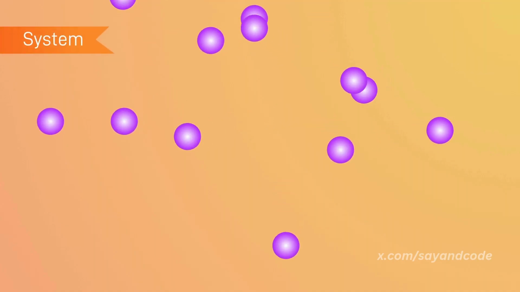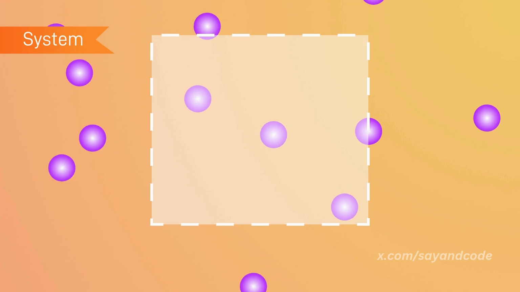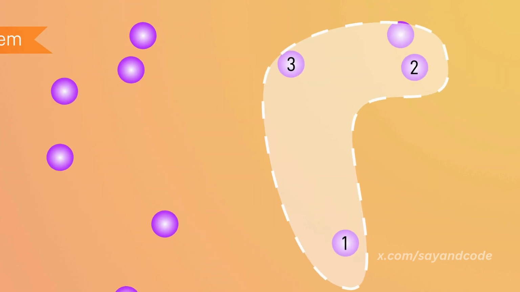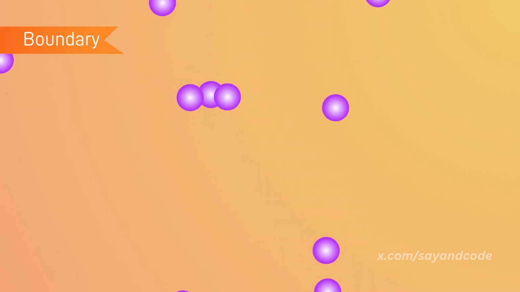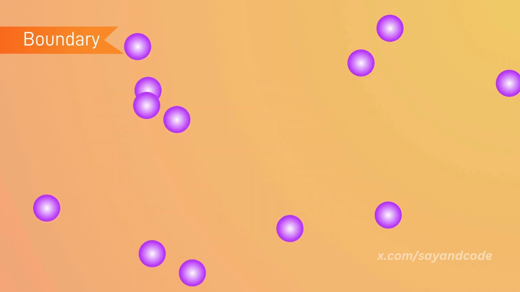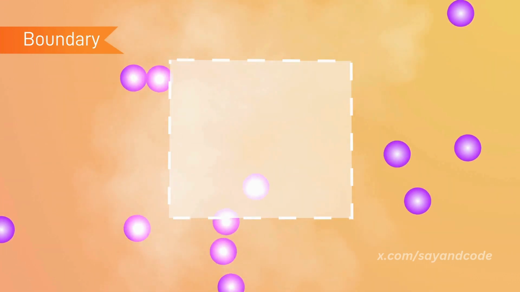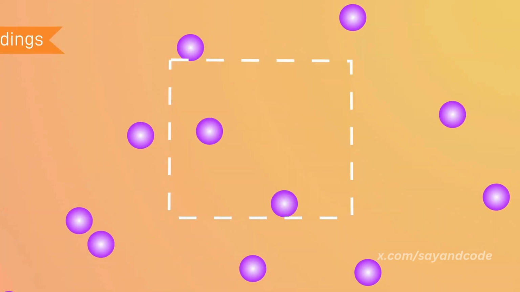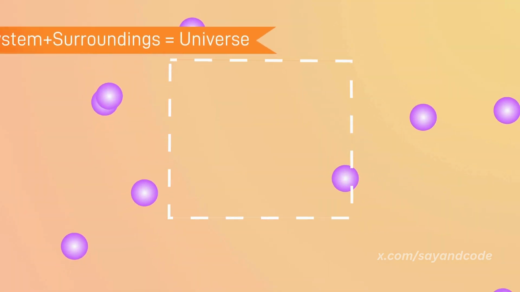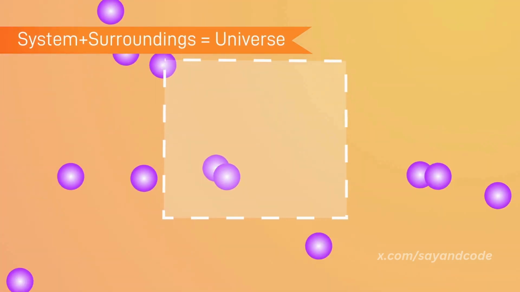A thermodynamic system is a region of space or a finite quantity of matter that has a volume and a boundary. The boundary may be fixed or moving. It may be real like a wall or imaginary and arbitrary. Surroundings are anything outside this boundary. System and surroundings together are called the universe.